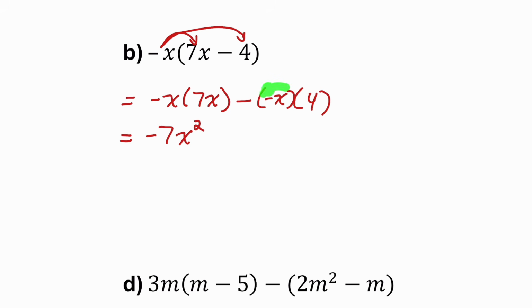And then the second product, negative x times 4, is negative 4x. So I would have to subtract negative 4x. And subtracting a negative, I can rewrite that as addition. Negative 7x squared plus 4x.